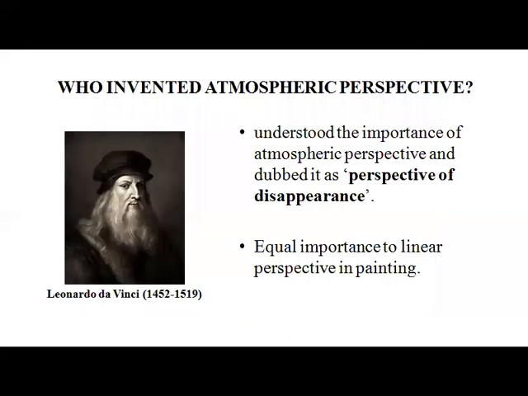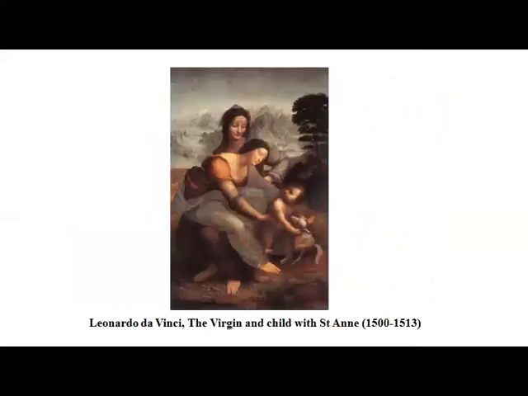During the Italian Renaissance period, Leonardo da Vinci was one artist who understood the importance of atmospheric perspective and dubbed it the perspective of disappearance. Based on his extensive writing on the subject, Leonardo considered it to be of equal importance to linear perspective in painting. A vivid example is this oil painting, Virgin and Child with St. Anne, where Leonardo da Vinci sets a religious scene in a fantastic landscape. The mountainous distance is conveyed by atmospheric perspective with bluish and crystalline hues.